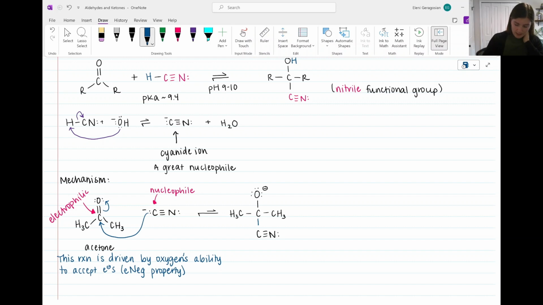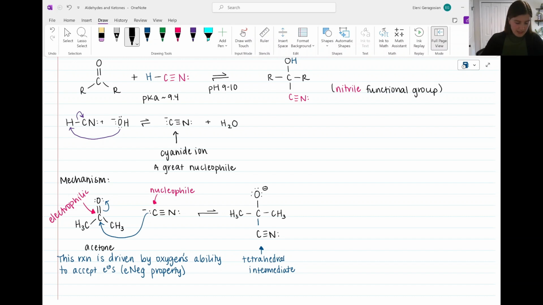Now this is a tetrahedral intermediate. We started with a trigonal planar ketone or aldehyde. Now we have a tetrahedral intermediate, and we'll see this in a lot of reactions generating this tetrahedral intermediate.